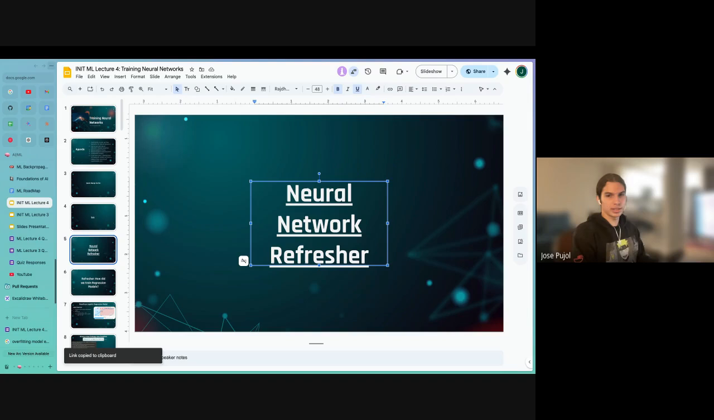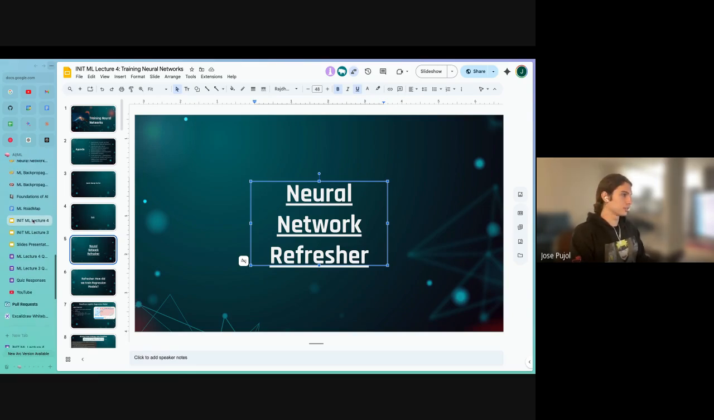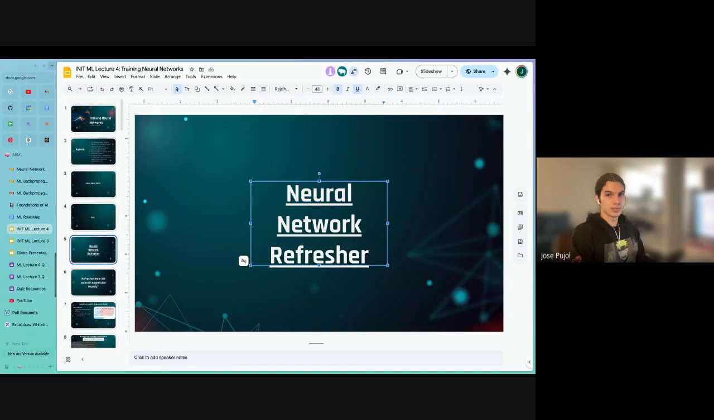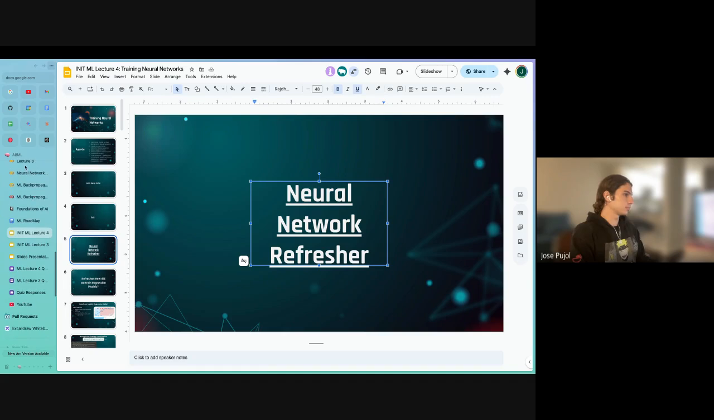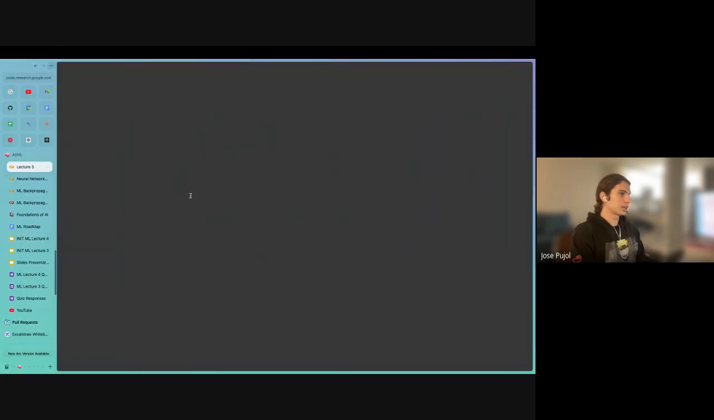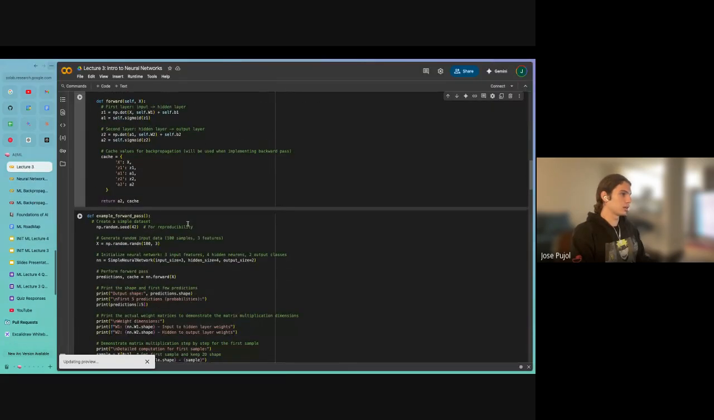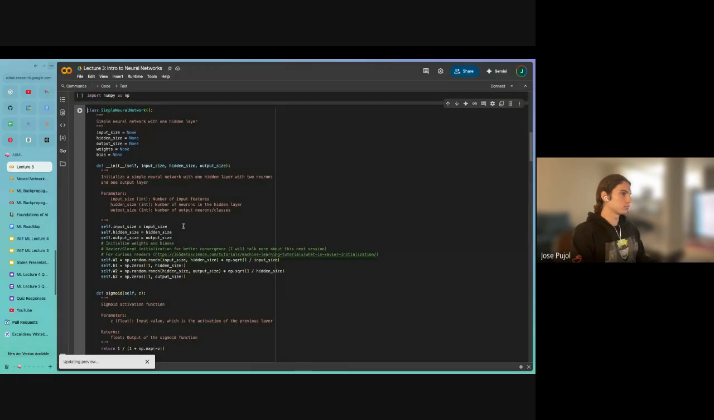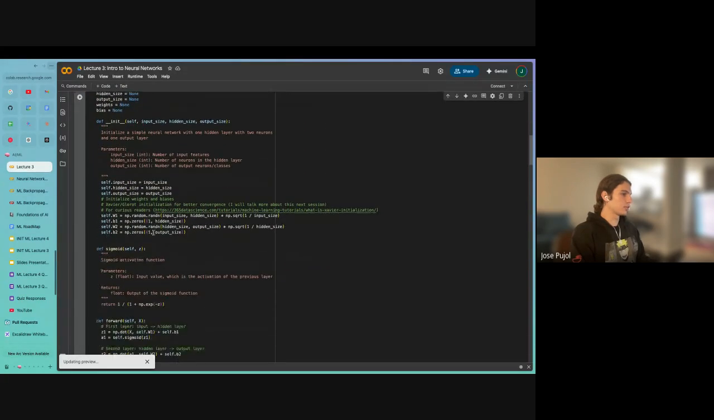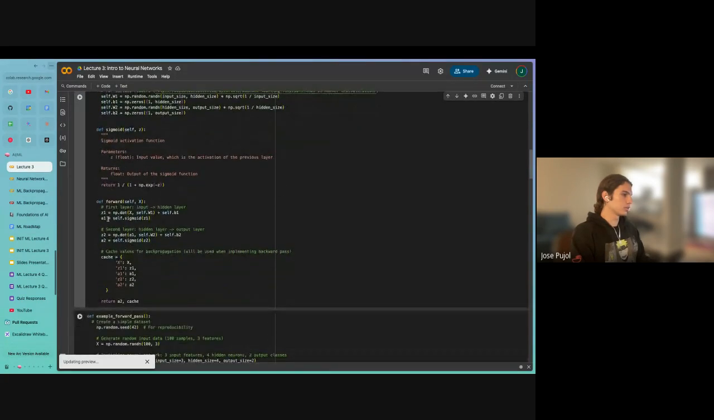I want y'all to try this out for yourselves. For the interest of time, I'm going to give y'all 5 minutes to try it out, and then I'm going to go over it. What I would recommend is make a copy of this. This is essentially a blank neural network.